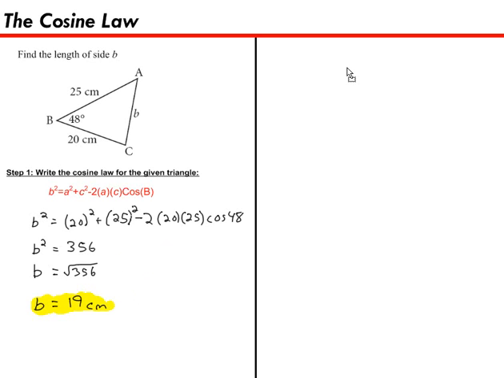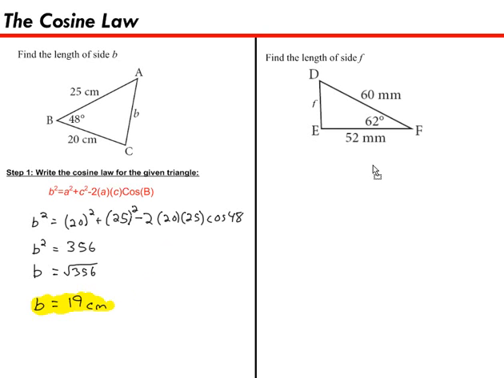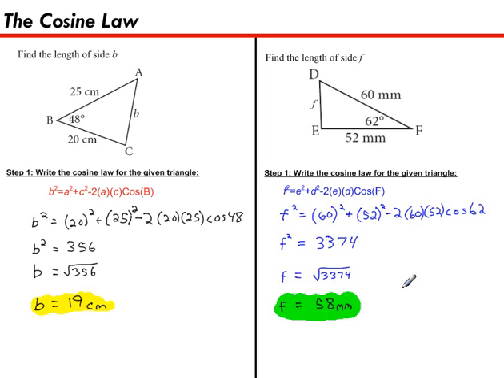And now it's time for you to practice using the cosine law. So I would like you to find the length of side F for this triangle. Try using the same steps I showed you on the left-hand side, and I'll post the solution here when you're ready. It turns out that side F is 58 millimeters.